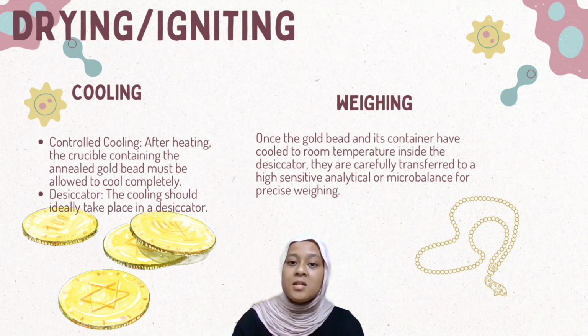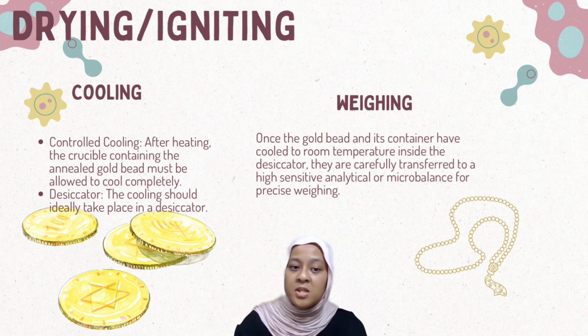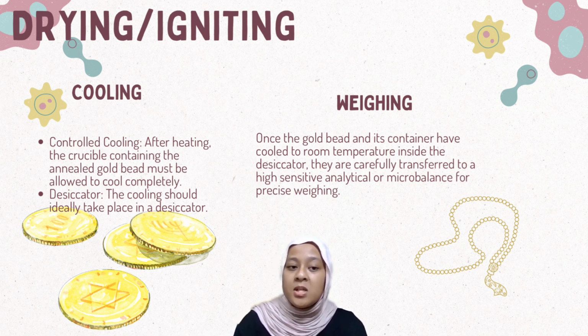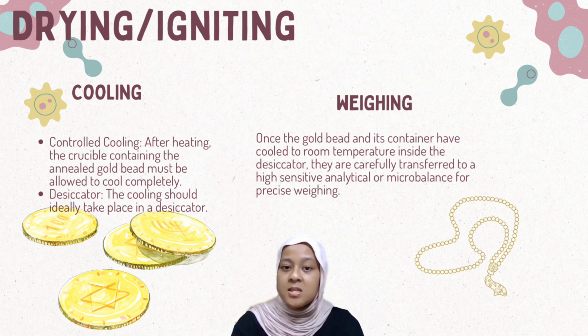The third procedure is cooling. In this procedure, I will share two important things. The first one is controlled cooling. After heating, the crucible containing the annealed gold bead must be allowed to cool completely. This is critically important for accurate weighing, as hot objects create convection currents that interfere with balance readings.